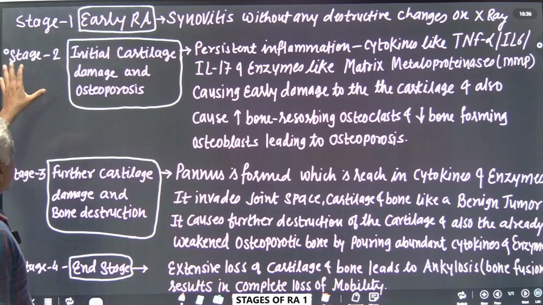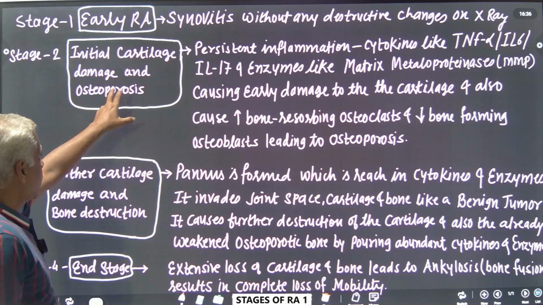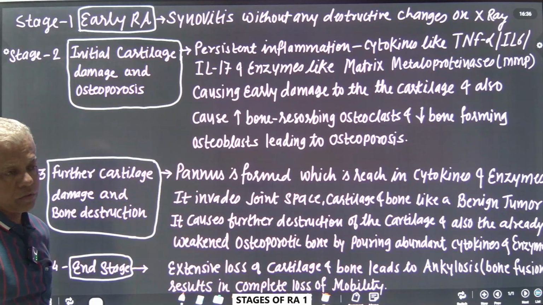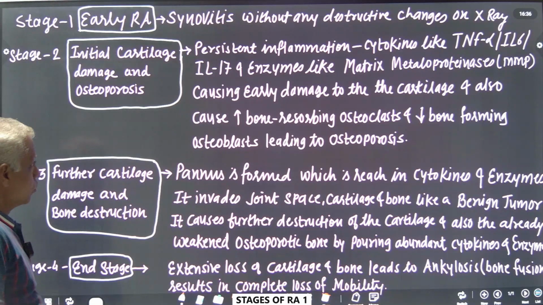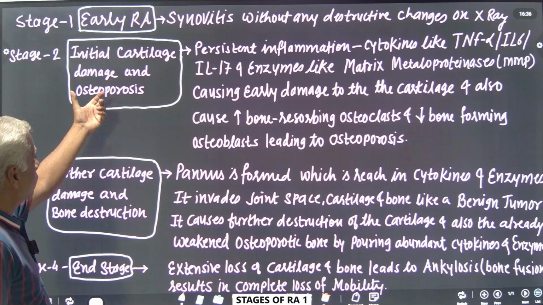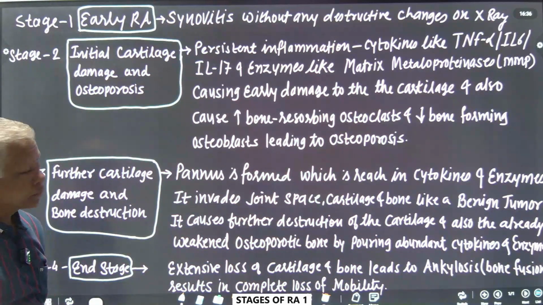Then stage number 2, see here, initial cartilage damage and osteoporosis. So in stage number 2, we get initial cartilage damage and osteoporosis. So let us try to understand how we get initial cartilage damage and how we get osteoporosis in this stage.